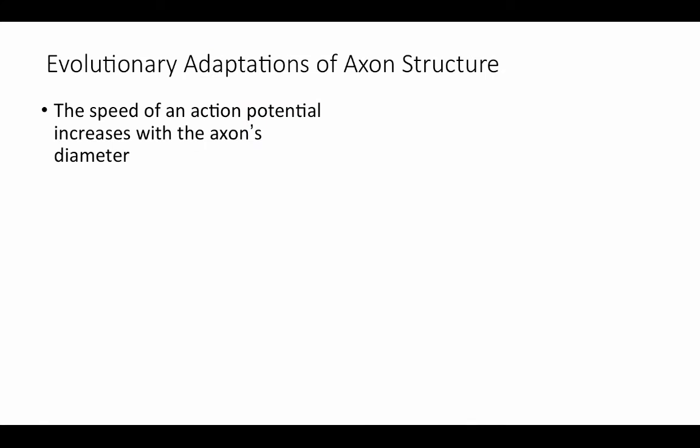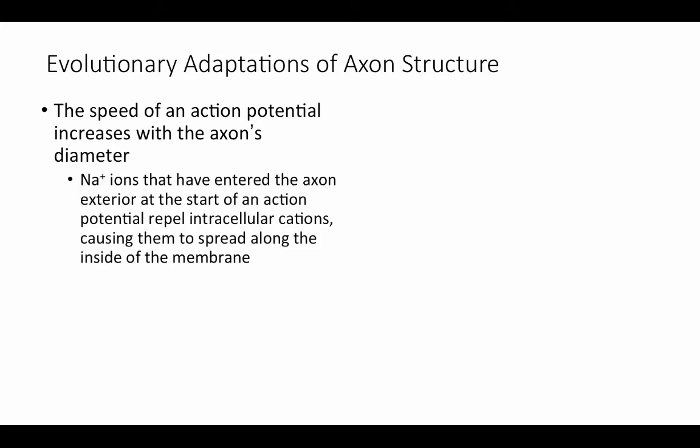Now let's take a look at some of the features that can influence the speed at which this electrical signal is conducted down an axon. So the speed of an action potential increases with the axon's diameter. Sodium ions that have entered the axon at the start of an action potential are going to, remember, repel those intracellular cations, those other positively charged particles that are already inside, and cause them to spread along the inside of the membrane. That's what's going to allow the signal to propagate.